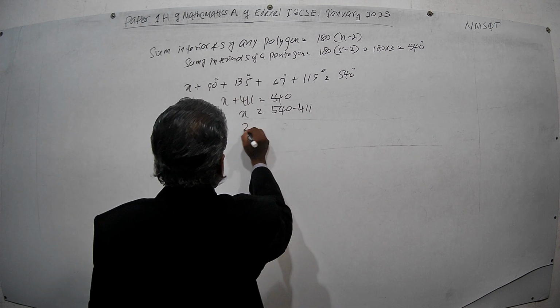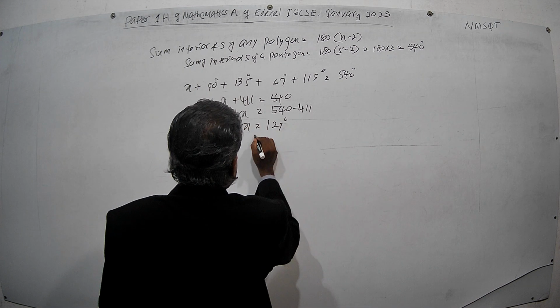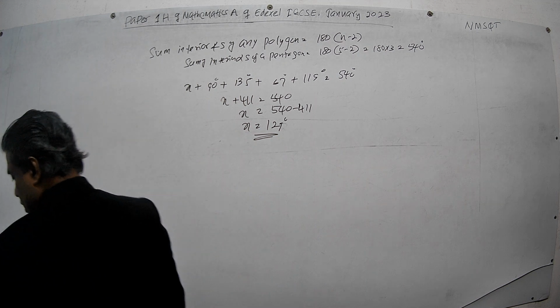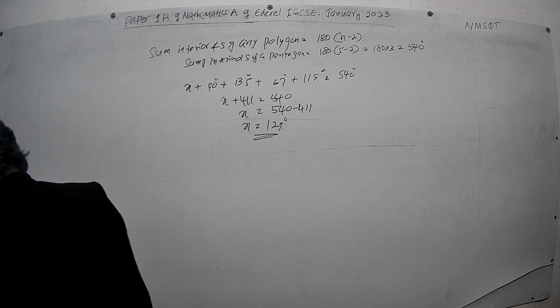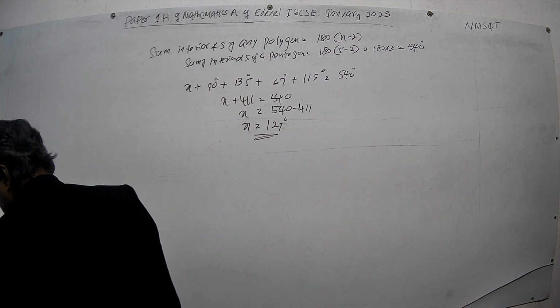129. Yes, x equals how much? 129. That is the value of x, right? Now we are going to the next one. What is the next one? Next question. That is the 4th one we did.